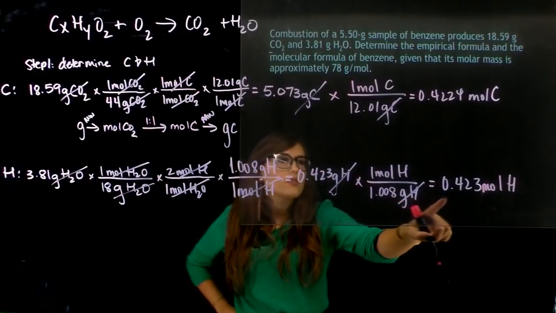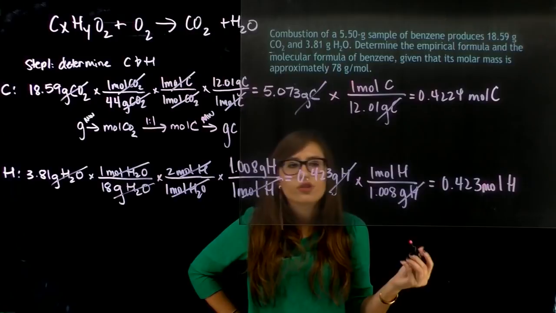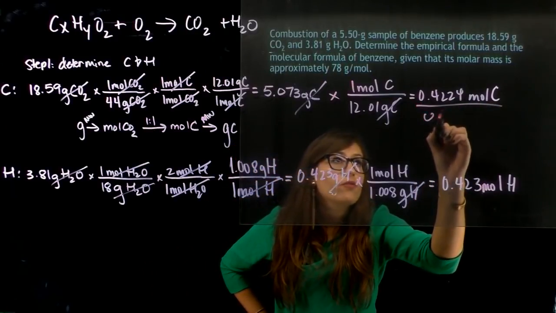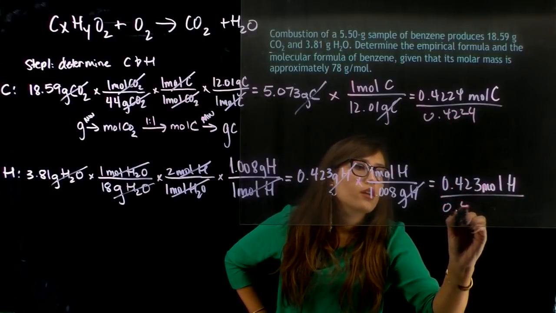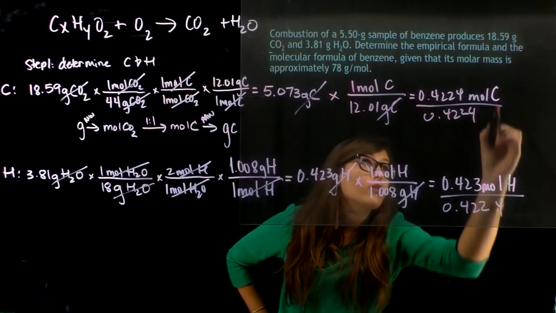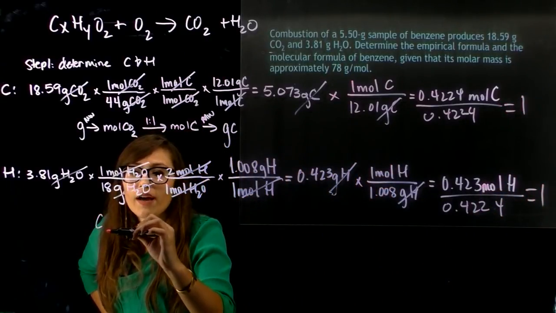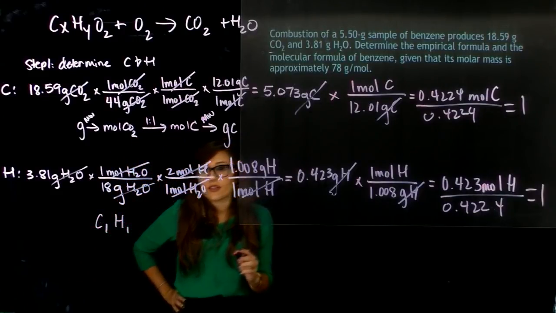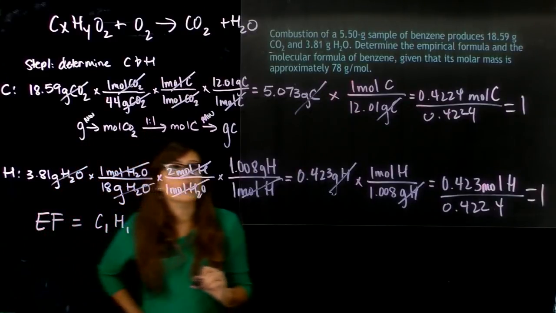So in this case, 0.423 is roughly the same thing as 0.422. If we divide them both by 0.4224, you roughly get a ratio of 1, or you get a value of 1 for each case. So this tells us carbon is in a 1-to-1 ratio to that of hydrogen. So my empirical formula is CH.